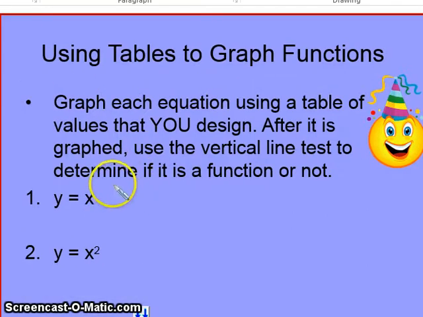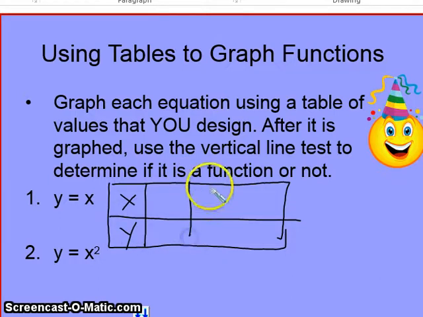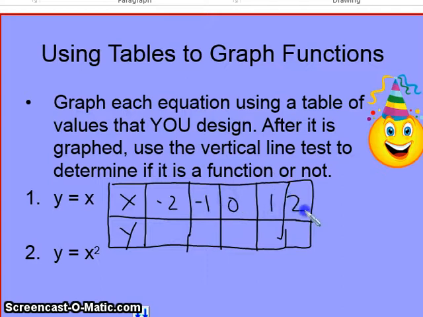So I'm going to have a table. I'm going to make mine horizontal just because it'll fit better over here. Okay, and I'm going to plug in some x values, and I'm going to get out some y values. Now there's no set number of values that you have to plug in for x to graph an equation. However, I like to do 5. A good number to do would be like -2, -1, 0, 1, 2. That's a pretty good set to go with for a linear equation.